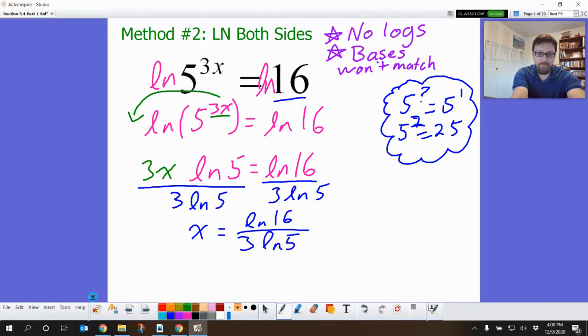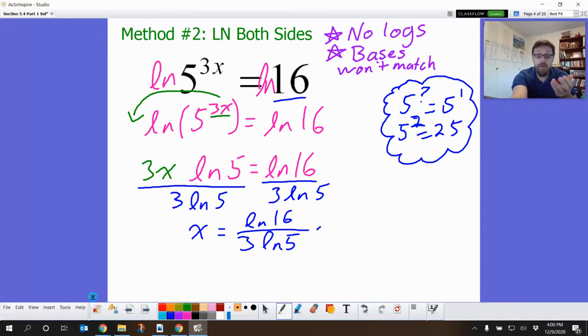And I should have said this at the beginning: this method is called taking the ln of both sides. You could technically take the log of both sides instead of the ln, using common log. I like ln just because it's 2 letters instead of 3 letters, so it saves me a letter every time I write it. That's the only difference.